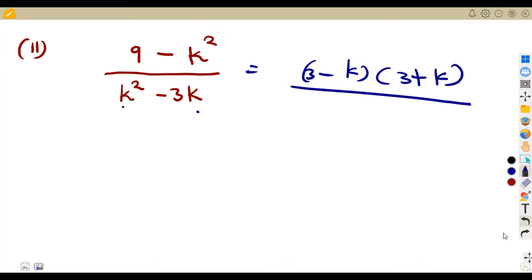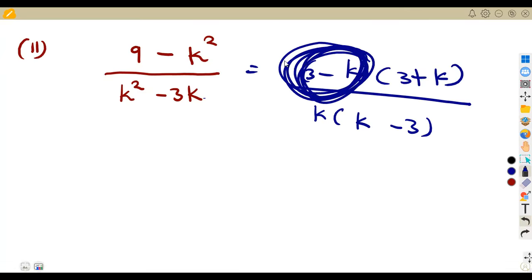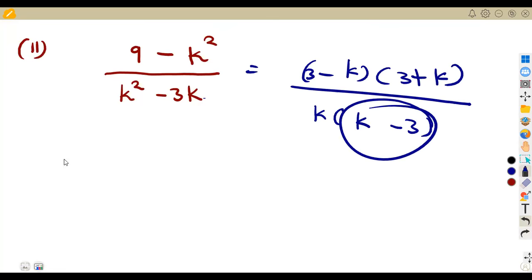And here I've got k and k. You take your k, which is the highest common factor, and factor it out: k squared divided by k is k, minus 3k divided by k, and it's going to be like this. Then you wonder how you can cancel, because these two are not the same. This is 3 minus k. This is k minus 3. They are very, very different.